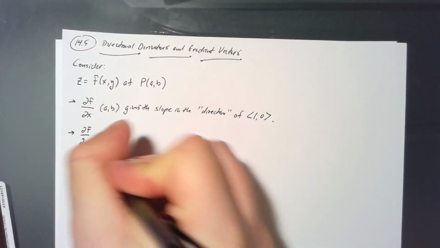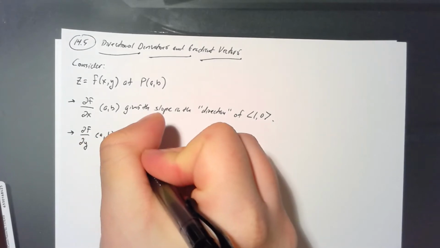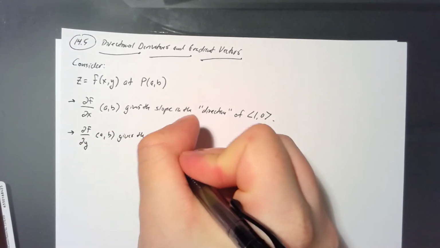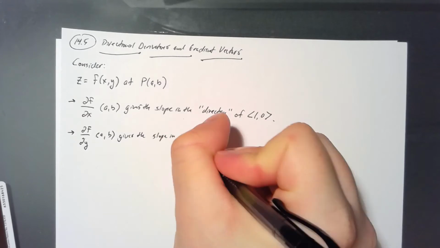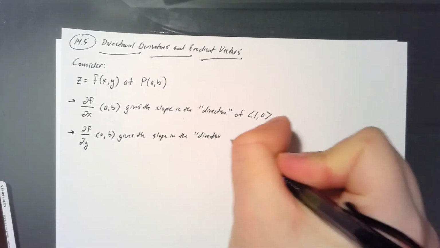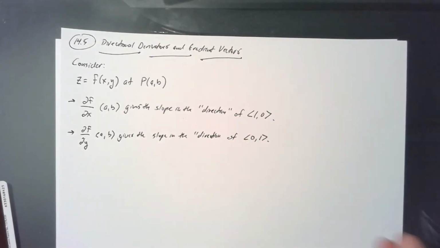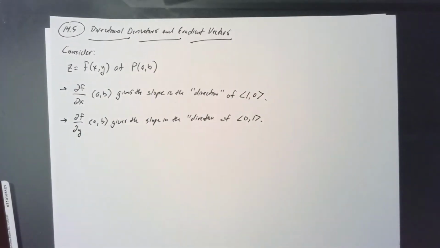Similarly, if I have the partial with respect to y at the point ab, then that gives the slope in the direction of the vector 0, 1. Alright.